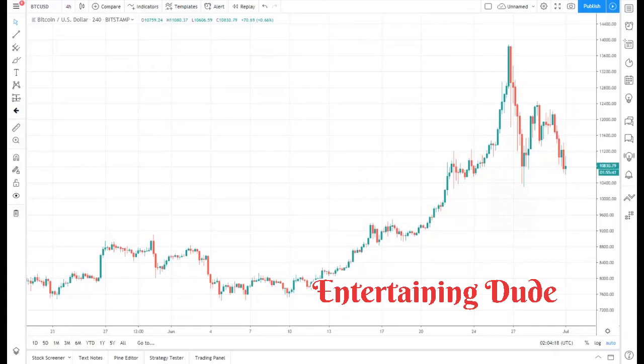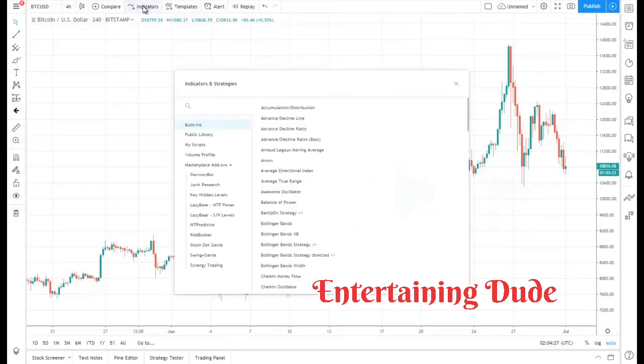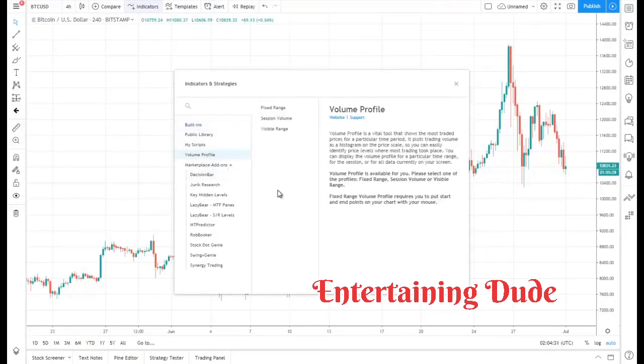The easiest way to get the volume profile is to go to Trading View and click on Indicators once you have the chart that you want to analyze. Then you go right here to Volume Profile, and you're going to see that you have a fixed range, a session volume, and a visible range. So we're going to start by using the fixed range.